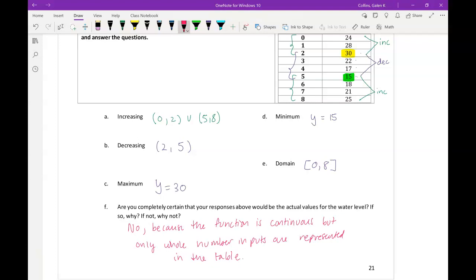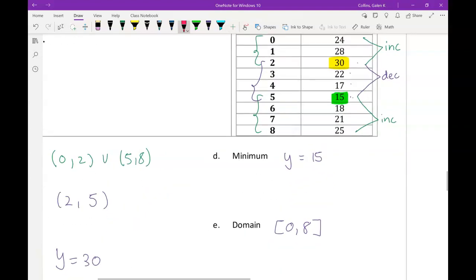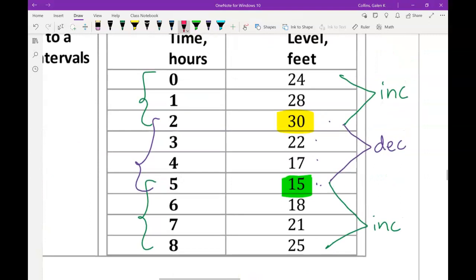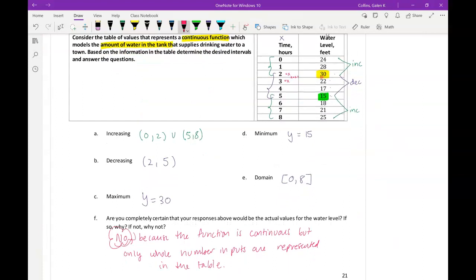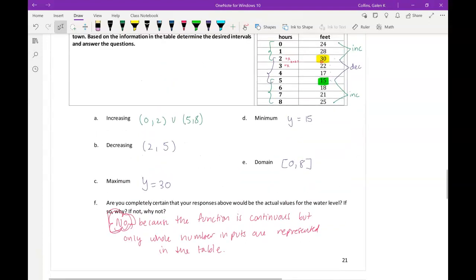But again, if we think about it, we don't know what happens between x equals 2 and x equals 3. It's very possible that at, let's say, x equals 2.7, my water level is actually like 35 and then it goes down sharply to 22. We just don't know what's happening between those x values. So one way or another, we cannot be certain. All right, that is the set problems.